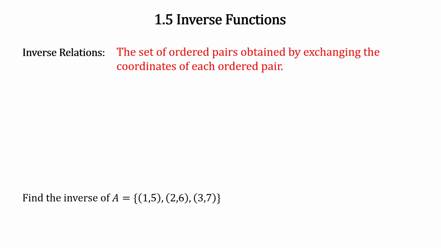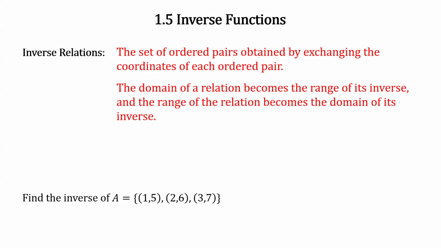An inverse relation is the set of ordered pairs attained by exchanging the coordinates of each ordered pair. You're just flipping x and y. The domain of a relation becomes the range of its inverse, and the range of the relation becomes the domain of its inverse. So range and domain just change. The x's and y's just change.